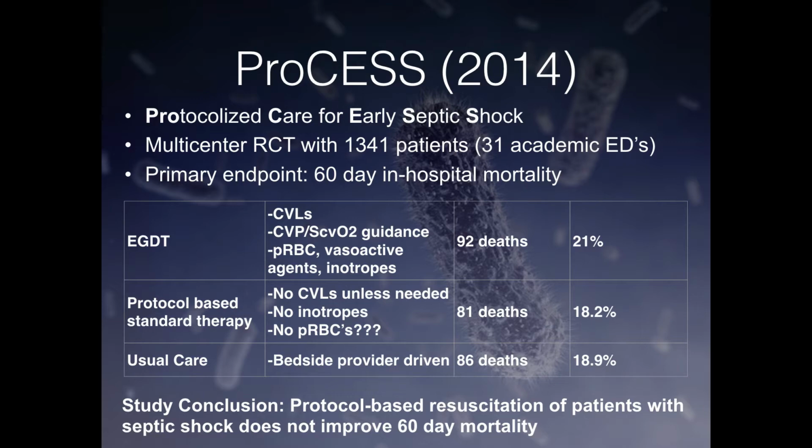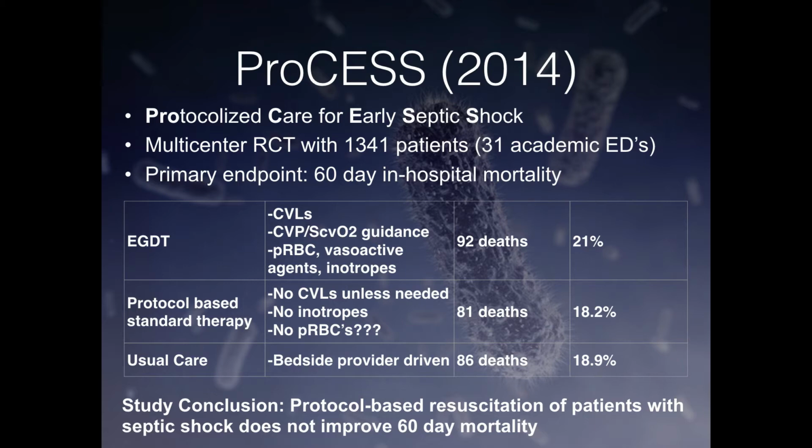They had 3 arms to this. They had the early goal-directed therapy, what we had been doing, the protocol-based standard therapy, which was kind of a wishy-washy, you could do a little early goal-directed therapy if you kind of sort of thought you needed to. And then they had just usual care, and you can see kind of the breakdown of that. In the early goal-directed therapy, it was the basic Manny Rivers protocol, central line, CVPs, we're measuring central venous oxygenation, we're doing transfusions, vasoactive agents, inotropes, all those things.